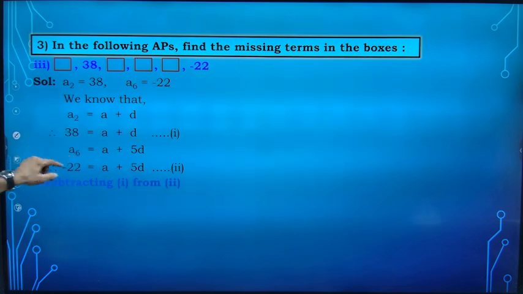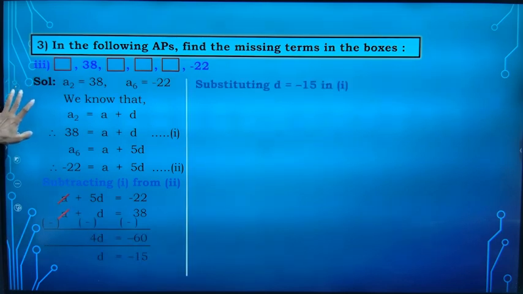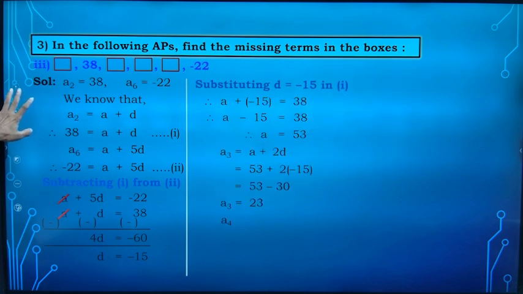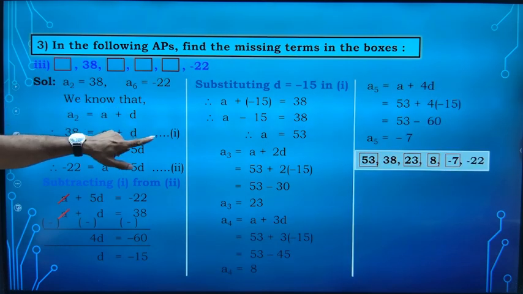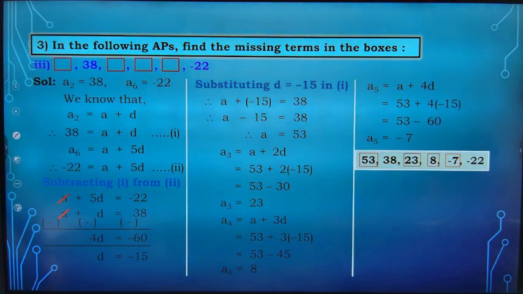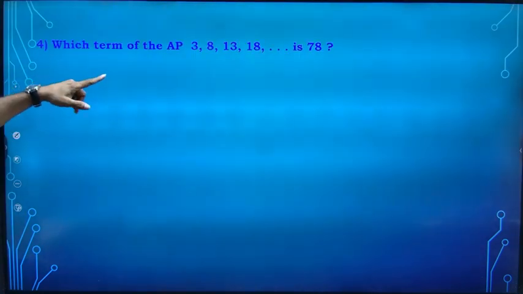So here we have two equations, subtracting one from the other, we have how much? 4d is equal to minus 60, so d is equal to minus 15. So a is having a value of 53. So if we calculate, all these will be the values: 53, 38, 23, 8, minus 7 and finally minus 22. Okay, which term of the AP is 78?